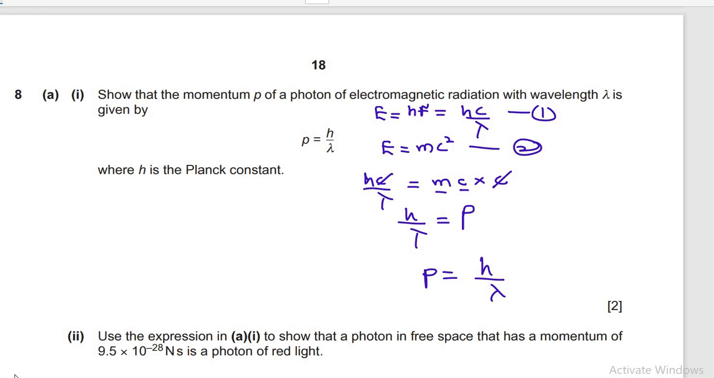So that's it. If you are asked to show that the momentum of the radiation is given by p equals h over lambda, that is how.